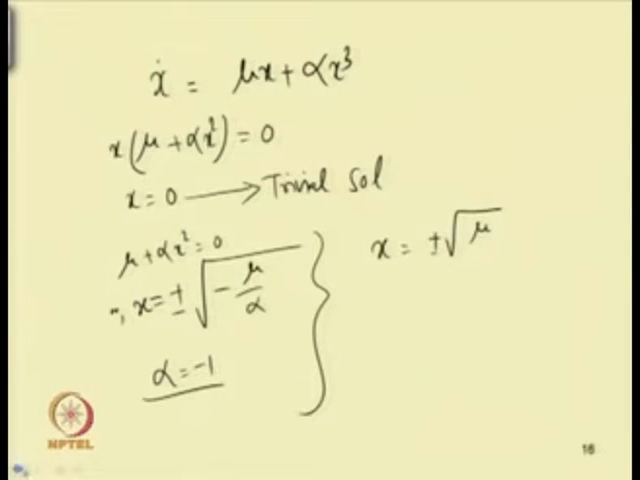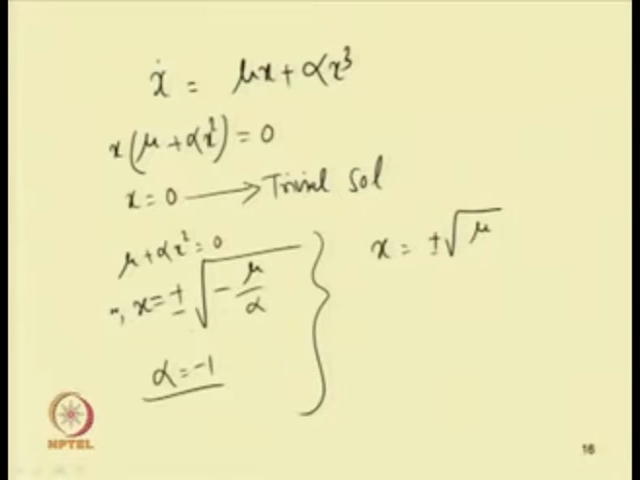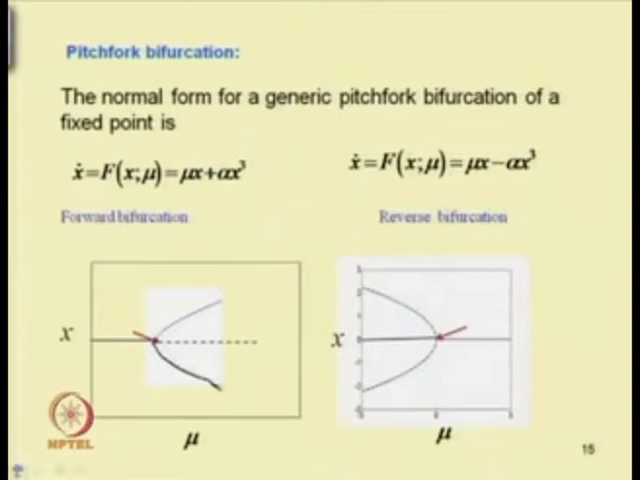So, the response of the system one can obtain can be like this. This is the trivial state, and for the non-trivial state, for negative values of mu, this becomes imaginary. So, this is not a practical solution, and for positive values of mu one has two solutions. For the two solutions, one can plot plus-minus root over mu.